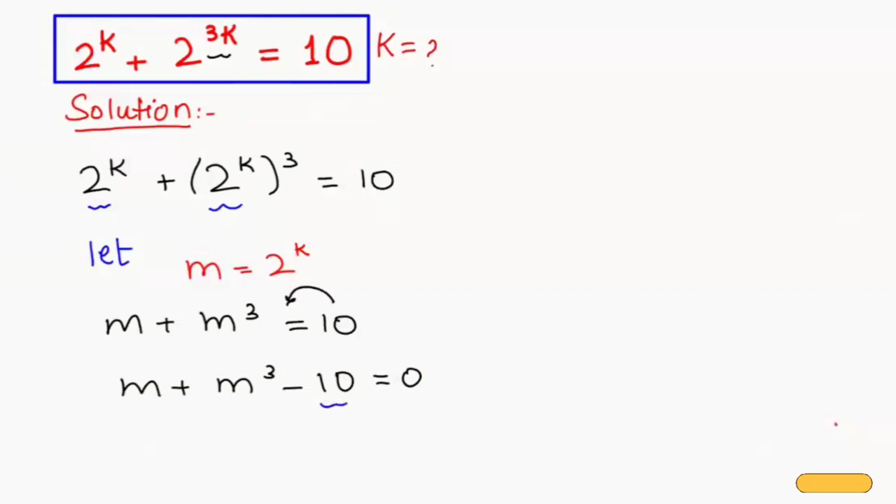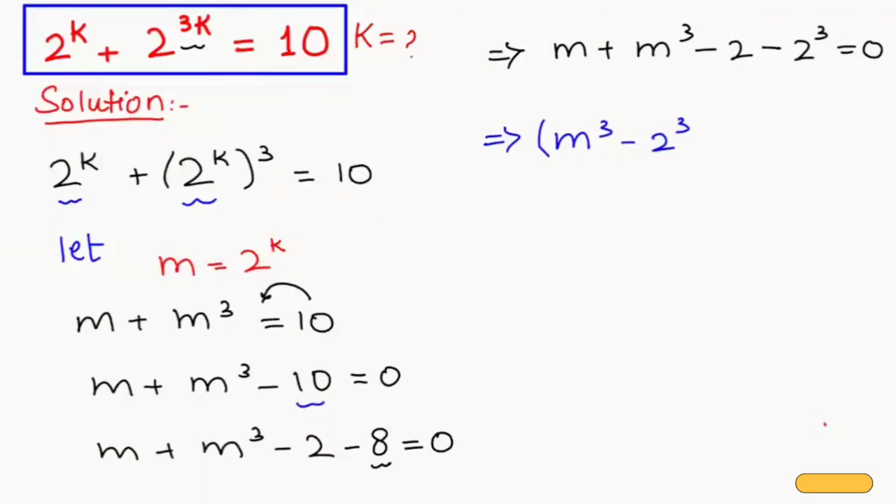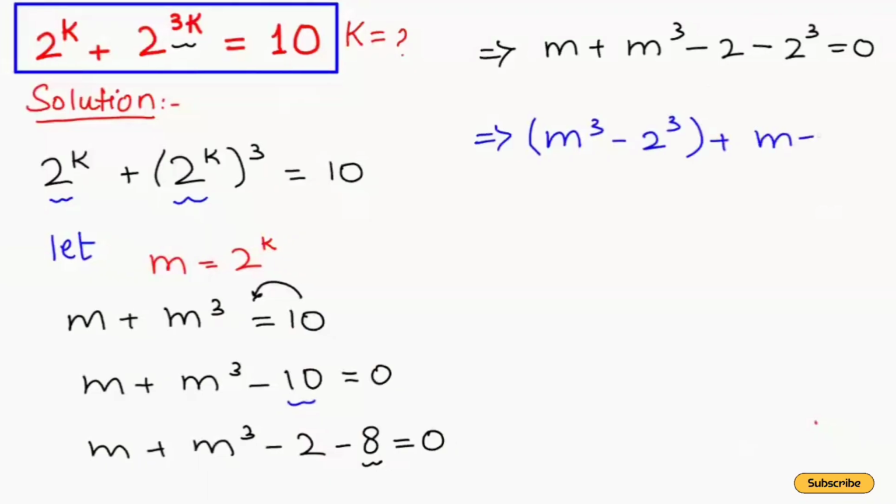Now I'm going to split this. I'm going to write m plus m cube minus 2 minus 8 equals 0. Now I'm going to write this in the form of power: m plus m cube minus 2 minus 2 to the power of 3 equals 0. Now I'm going to rearrange the same powers together. I'm going to write m cube minus 2 cube plus m minus 2 equals 0.